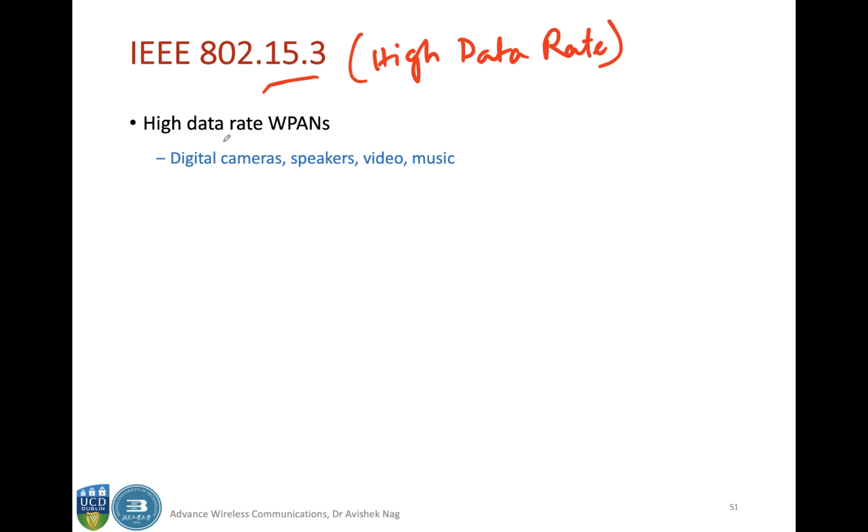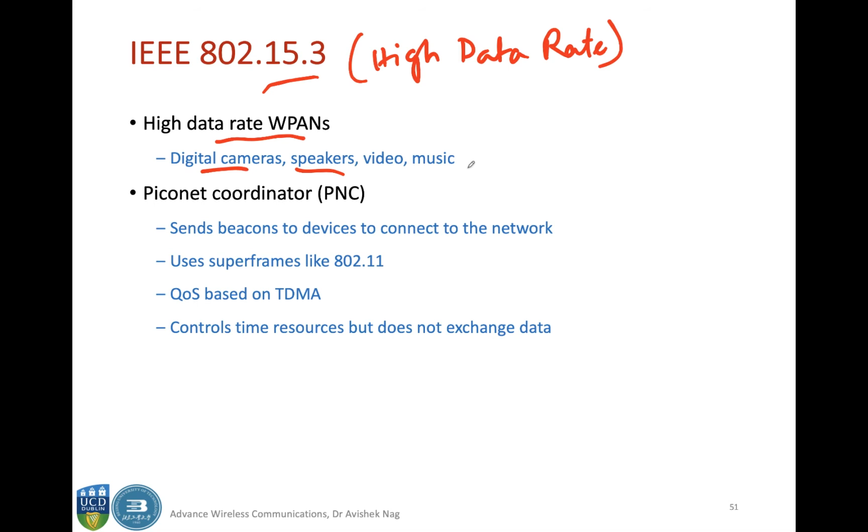So this is high rate WPANs, and they are used for connecting digital cameras, speakers, video and music. So basically the different parts of this technology are there, and one of them is the Piconet coordinator. The Piconet coordinator basically sends beacons to devices to connect to the network.